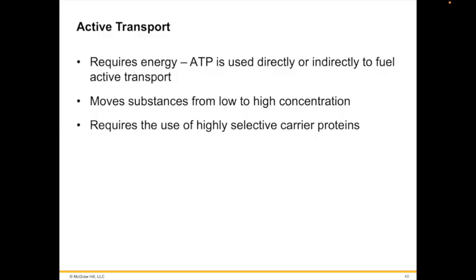Antiporters transport two molecules in opposite directions. These terms can also be used to describe facilitated diffusion carriers.